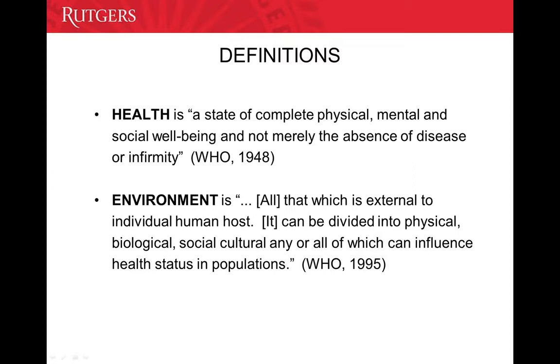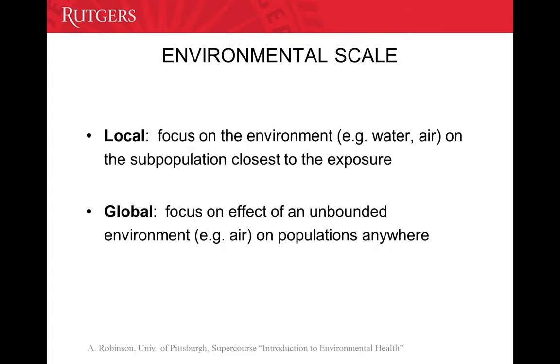So if we look at the early definition, health, defined by WHO way back in 1948, was a state of complete physical, mental, and social well-being, not merely the absence of disease. It's interesting that it took almost 50 years for environment to make its way into the WHO definition: all that which is external to the individual human host. So it can be divided into physical, biological, social, cultural, and all of those things that influence health status in populations.